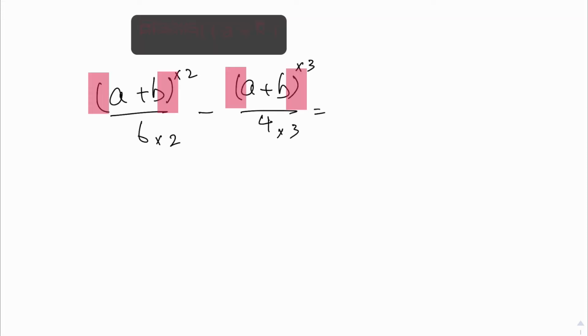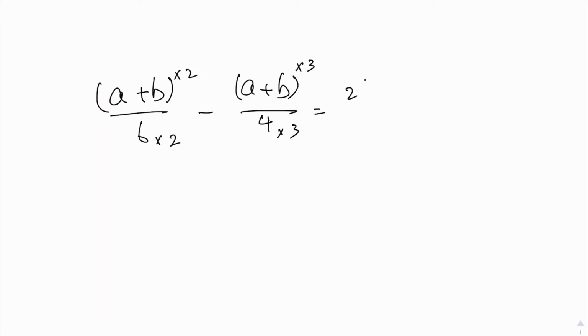Take note that when you multiply by 2 or 3 in the numerator, you will have to bracket a plus b, because the multiple of 2 or 3 is done to the entire a plus b expression. So after that, I will have 2 bracket a plus b over 12 minus 3 bracket a plus b over 12.